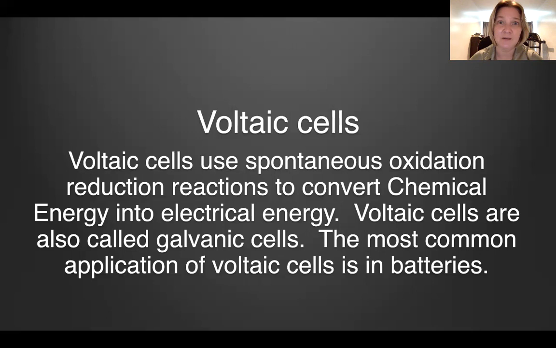I've mentioned before about spontaneous reactions. That means that they occur naturally by themselves. You don't have to force them to happen. So these are all going to be spontaneous redox reactions, and they're going to be there to convert chemical energy into electrical energy. Those are the two identifying characteristics of voltaic cells.